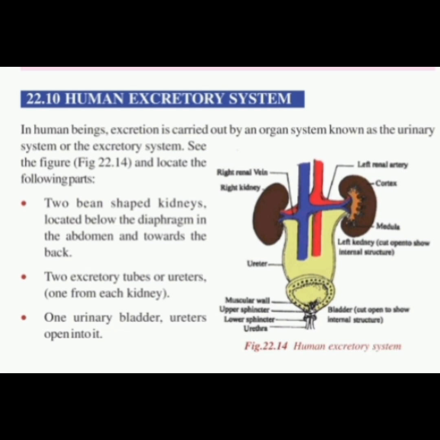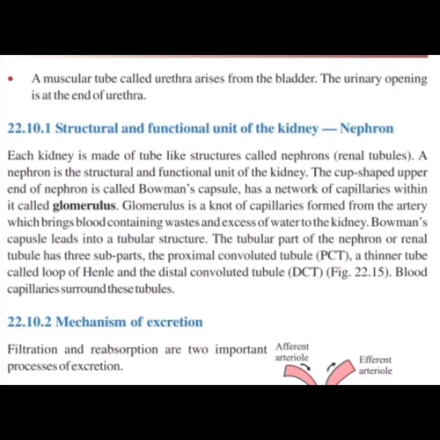Next, 22.10.1 Structural and functional unit of the kidney, that is the nephron. Each kidney is made of tube-like structures called nephrons, or renal tubes. A nephron is the structural and functional unit of the kidney. The cup-shaped upper end of the nephron is called Bowman's capsule.